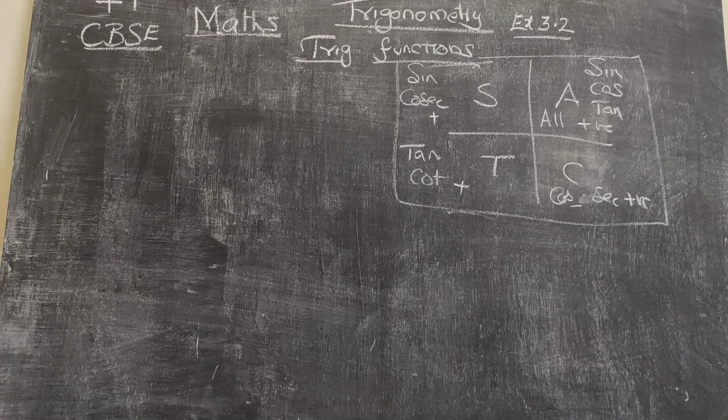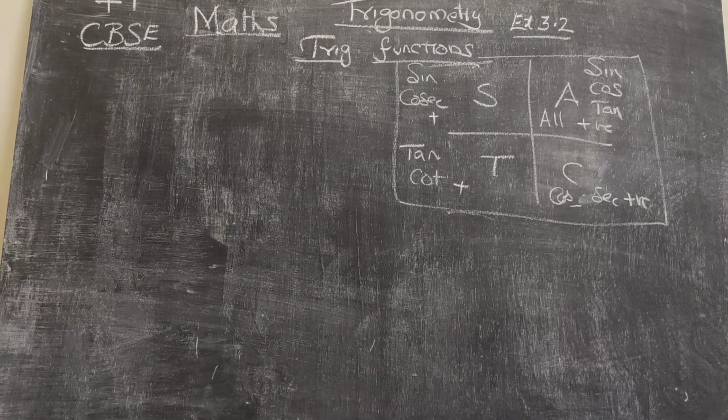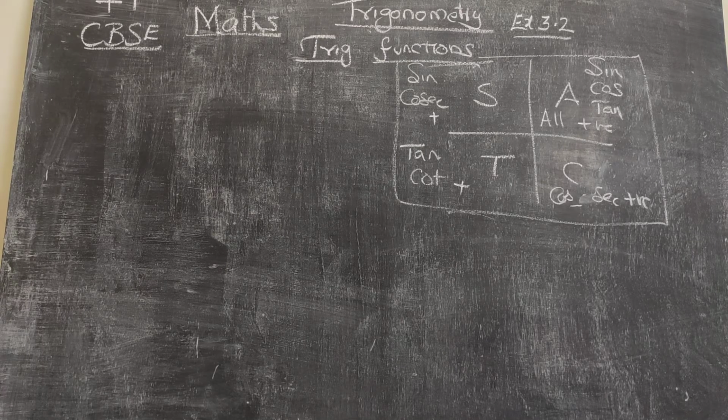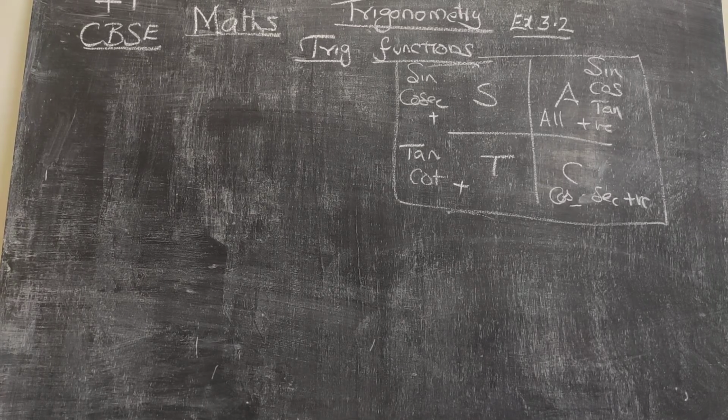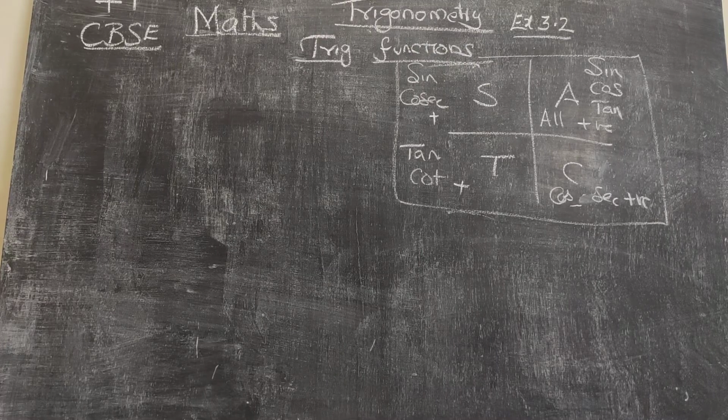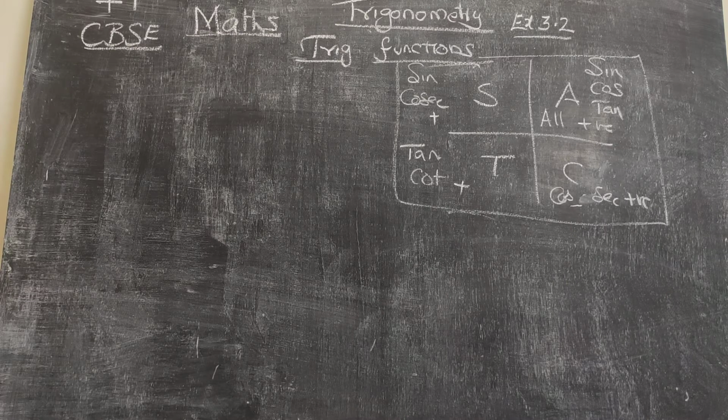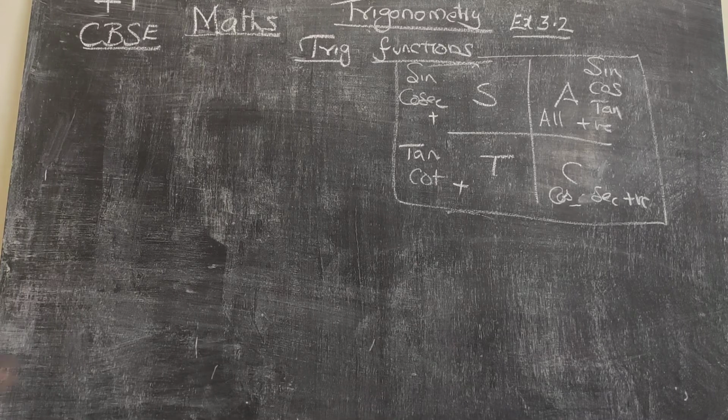So, if the angle is in the first quadrant, you need not worry about the sign. You can take everything as positive. If it lies in the second quadrant, keep it in mind that sine and cosecant are only positive. All other trigonometry functions are negative. In the third quadrant, tangent and cotangent, that is, tangent and its reciprocal, are only positive, other things are negative. And in the fourth quadrant, cos and secant are positive. This fact you have to remember.